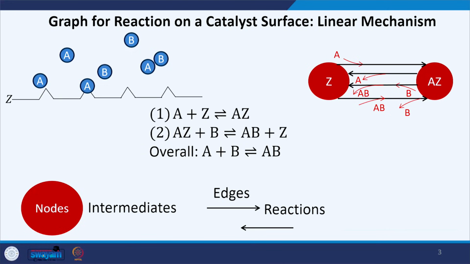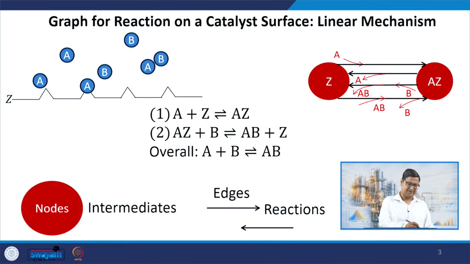In this lecture, we will discuss some other examples of the application of graph theory in chemical engineering. We will look at how we can analyze reaction mechanisms using graphs. So, I will take an example of a chemical reaction happening on a catalyst surface where, let us say, Z is the surface of a catalyst.